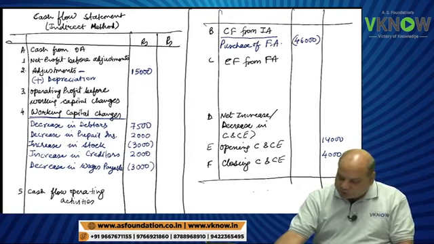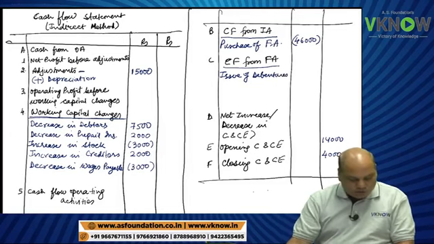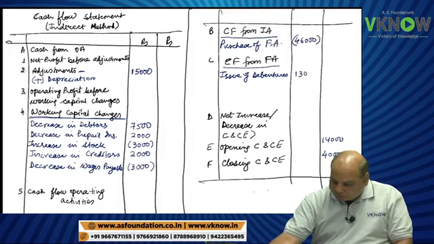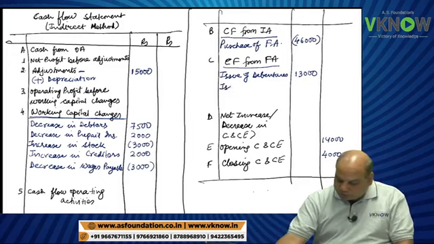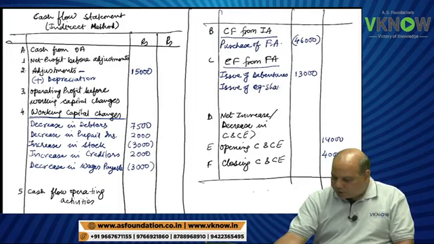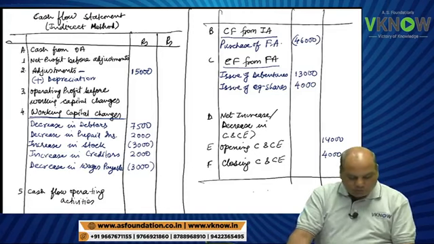Debenture issued, cash flow from financing activity. Issue of debenture, 13,000. Same like earlier one. Issue of equity share. Financing activity and investment activity presentation is same.